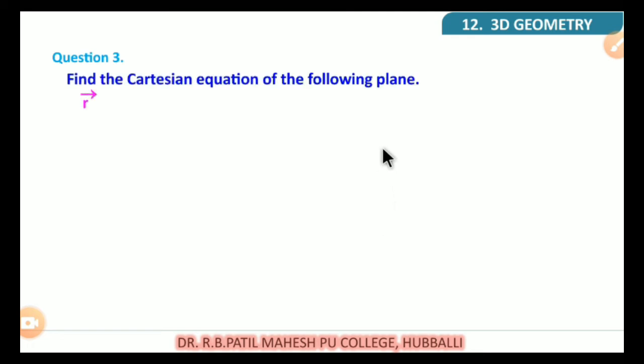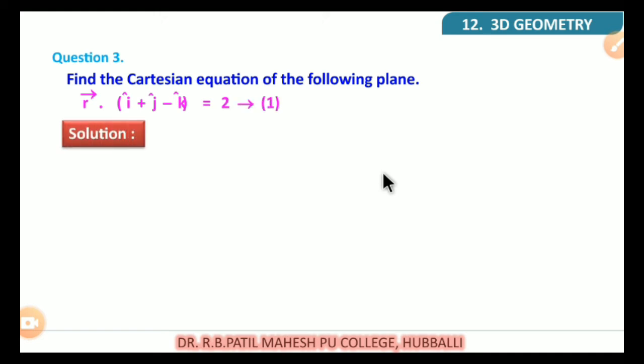Find the Cartesian equation of the following plane. r vector dot i plus j minus k equal to 2. So that it is the vector equation of the plane. Let us find out the Cartesian equation of this plane. Consider this as equation number 1.